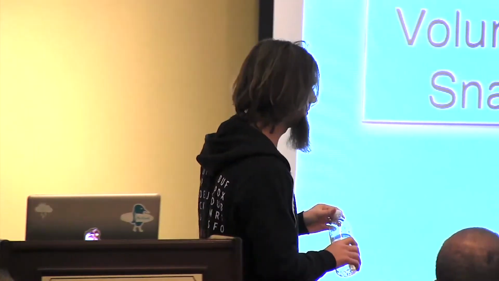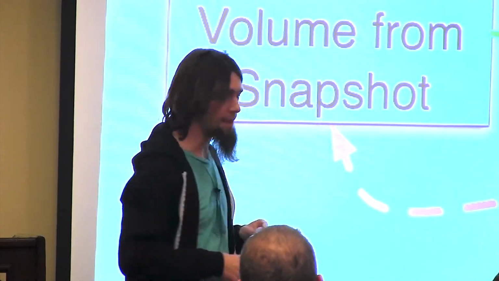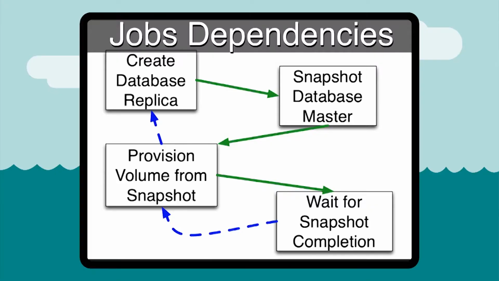Bigger problem that we had. Other problem that we had. Dependencies. So one of the things you might do as an Engine Yard customer is add a database replica to your cluster. And since we like making code in nice concrete blocks instead of monolithic methods, we break this out into several jobs. You create a database replica.